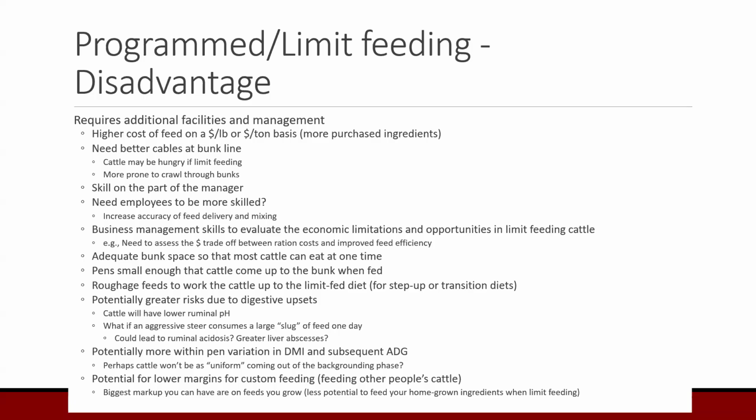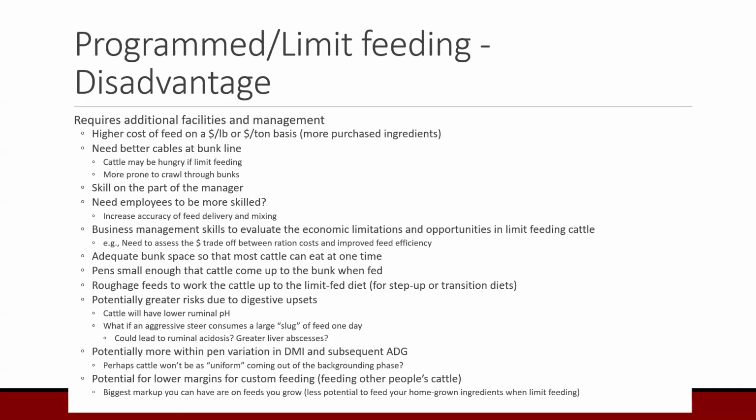Okay. You have potentially greater risks due to digestive upsets. Okay. Cattle will have a lower ruminal pH because they're eating a higher energy diet. Okay. So what if an aggressive steer consumes a large amount of feed compared to the more timid steer just on one day? How can that lead to ruminal acidosis and then ultimately greater incidence of liver abscesses?